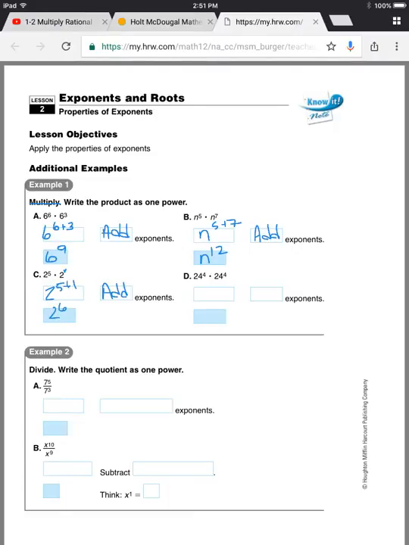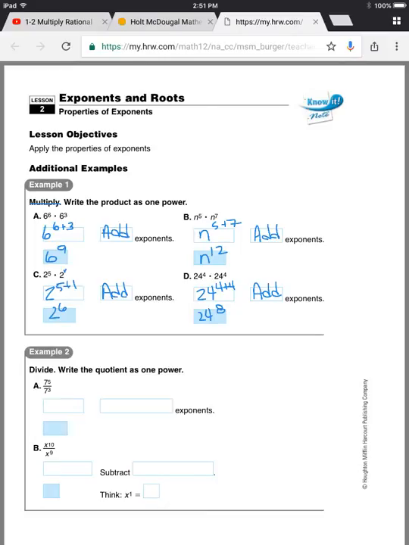And on our last one, again, we're going to add the exponents, keep our base of 24 one time, and do 4 plus 4, and get 24 to the 8th power. So if you're adding exponents with the same base, you add the exponents.